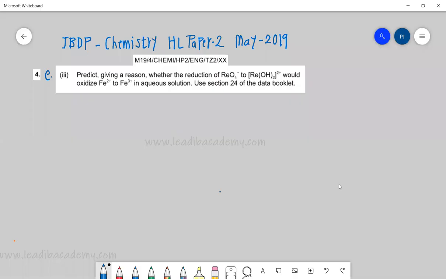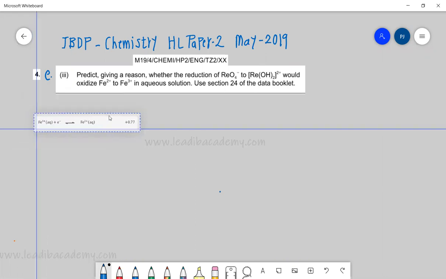For E3, predict, giving a reason, whether the reduction of ReO4 minus to ReOH twice 2 minus would oxidize Fe2 plus to Fe3 plus in aqueous solution. Use section 24 of the data booklet. Appears to be a very, very interesting and conceptual question. Very good question. Okay, so let me find out from the data booklet.